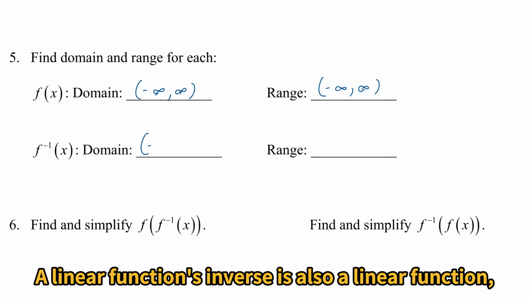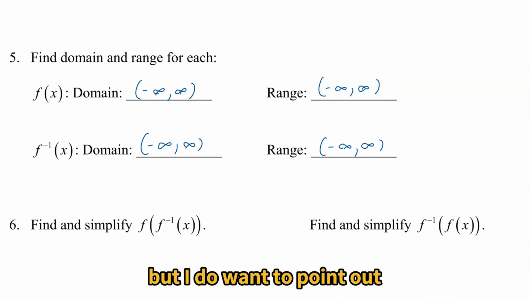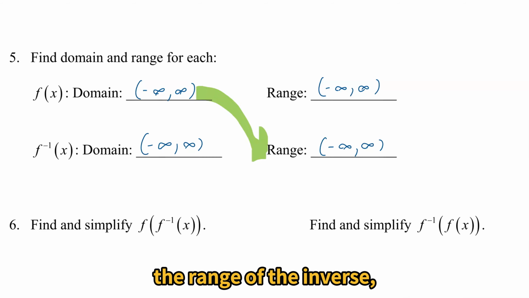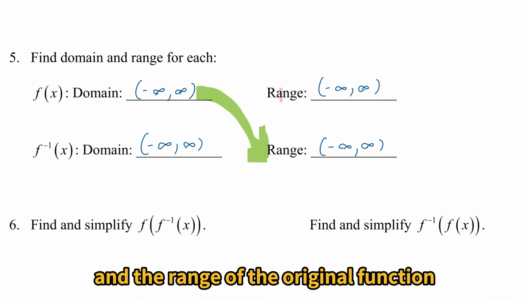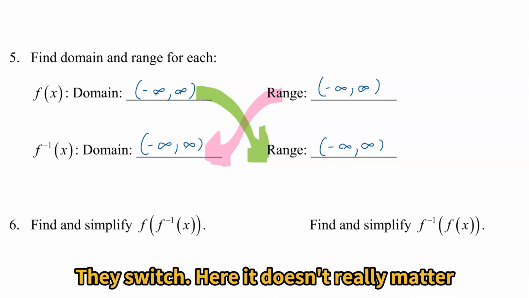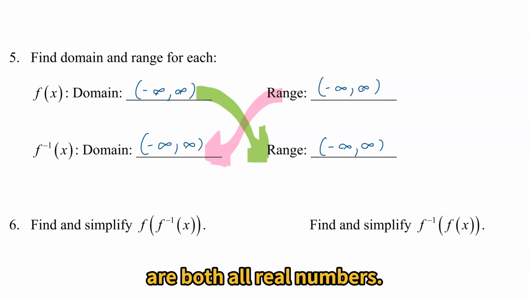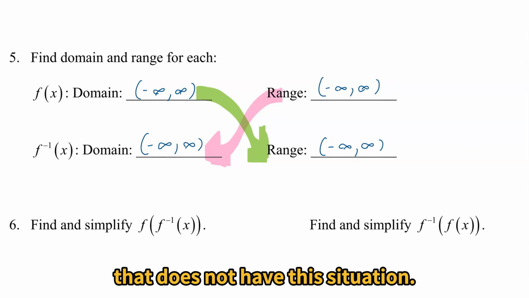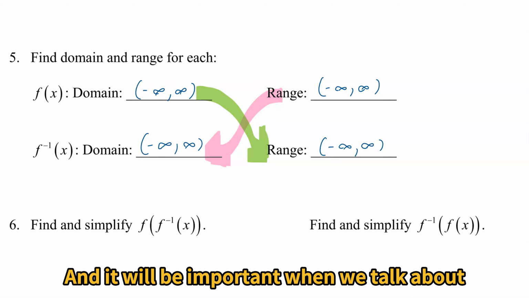A linear function's inverse is also a linear function, but I do want to point out that the domain of the original function is the range of the inverse, and the range of the original function is the domain of the inverse. They switch. Here it doesn't really matter because the domain and the range are both all real numbers, but later on in this chapter we're going to be talking about a function that does not have this situation, and it will be important when we talk about domains and ranges.